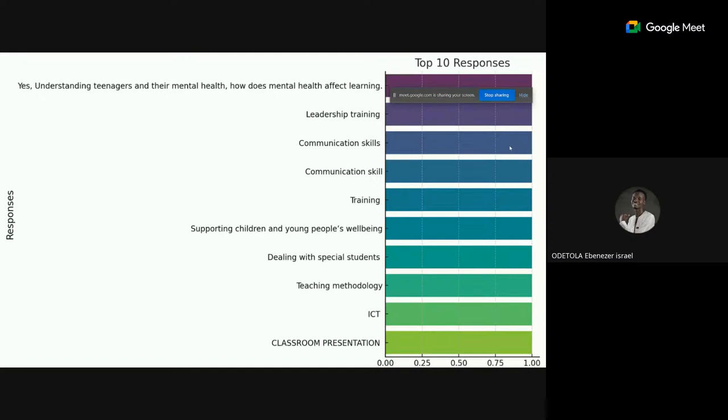Communication skill, yes. How can you communicate without even talking every day in the school environment? Some of our design can actually address this. So here, we have communication as two. Another one is supporting students and young people's well-being.